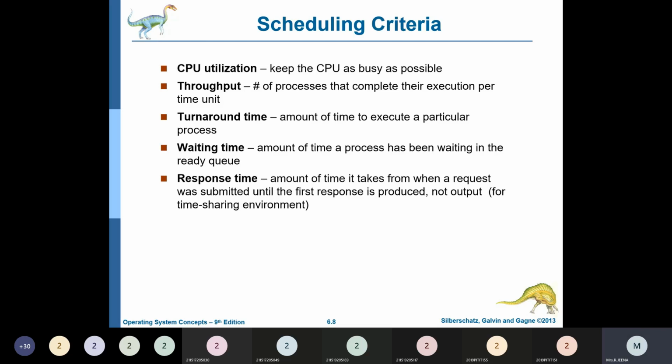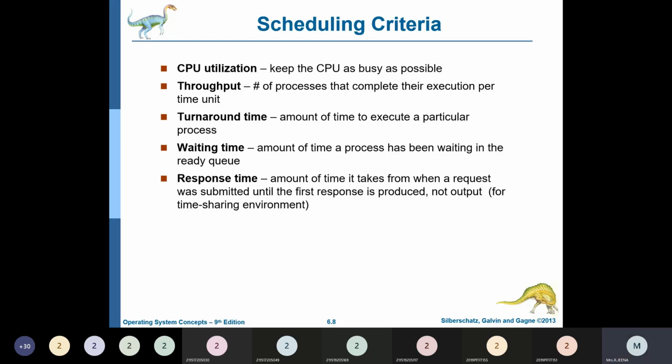The next criterion is throughput. What is throughput? If the CPU is busily executing processes, then obviously work is being done, right? If the CPU is very busy, or running all the time, it is proportional to the work done. If some work is done, the CPU is running for that. So one measure of work is the number of processes that are completed per time unit. It is called the throughput.